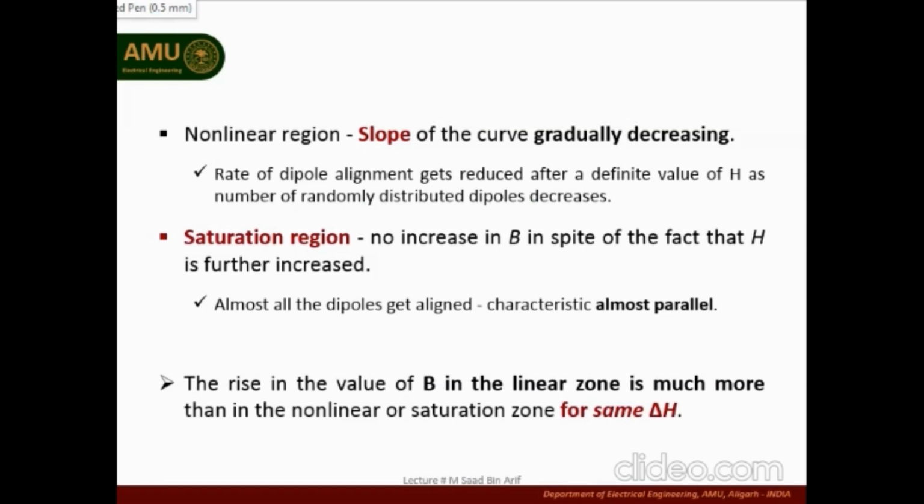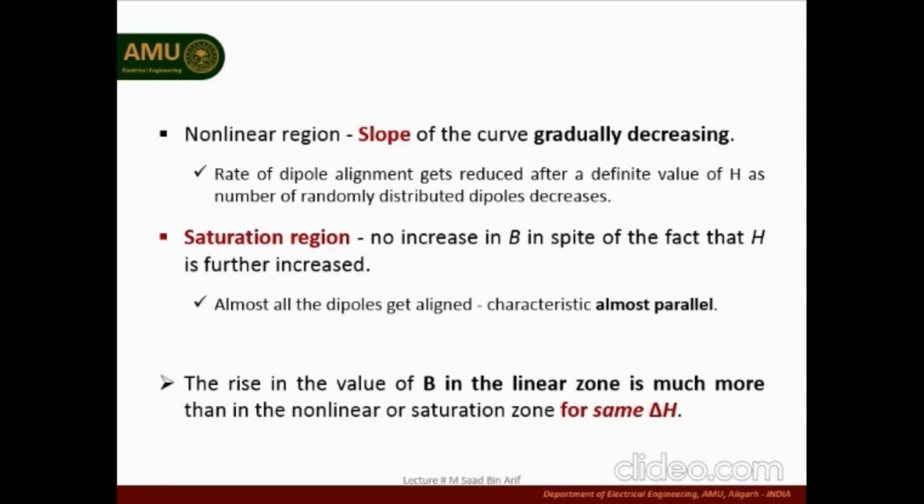What is happening behind that? At the initial phase, the increase in B is practically proportional to the increase in current or increase in H, that is in the linear region. However, the rate of this alignment gets reduced after a definite value of H. Why is it so? Because during the linear region, a large amount of dipole moments are already aligned. As the number of randomly distributed dipoles decreases, this is reflected in this nonlinear region.